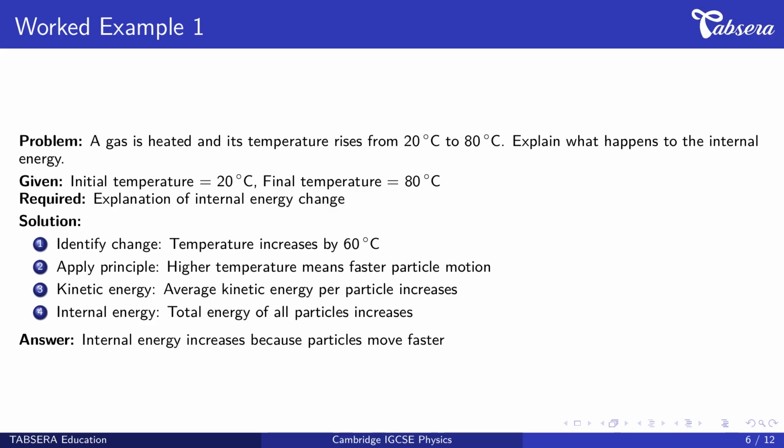Step 2. Apply the principle. Higher temperature means faster particle motion. This is the fundamental relationship in kinetic theory. Step 3. Consider kinetic energy. Average kinetic energy per particle increases because particles are moving faster. Step 4. Determine internal energy change. Total energy of all particles increases because each particle has more kinetic energy. The answer is: internal energy increases because particles move faster, and internal energy is the sum of all particle energies.